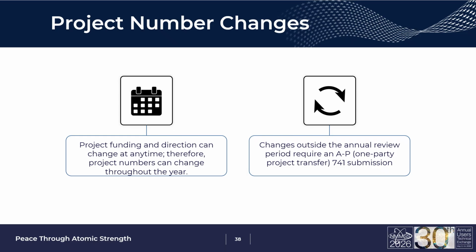Changes outside of the annual review period require what is referred to as an AP, one party project transfer, DOE NRC Form 741 submission, where the P is the action code. Speak with the NMMS analyst for assistance in reporting a P project number transfer to NMMS.